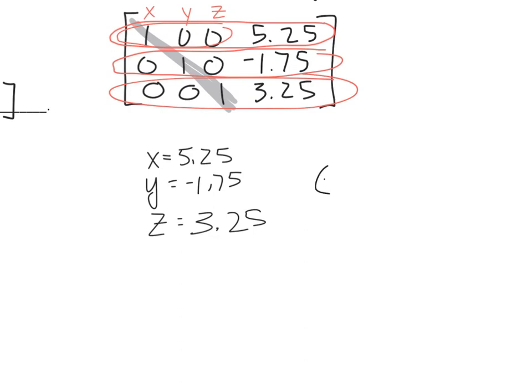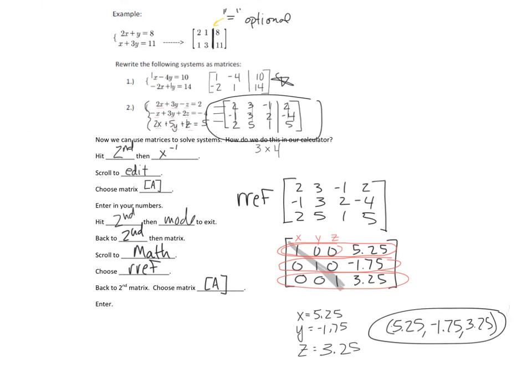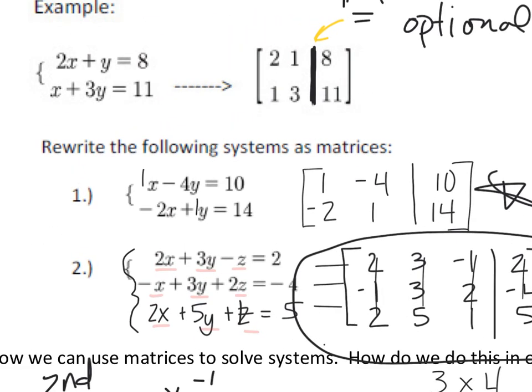So as a coordinate, 5.25, comma, negative 1.75, comma, 3.25. And of course, this coordinate is 3 parts because a system of 3 variables is in 3 dimensions. It's got an x-axis, a y-axis, and a z-axis that runs forward to backwards, okay? So instead of left and right, up and down, you've got one that goes backwards and forwards. So there's our coordinate where all 3 of these planes intersect, and that's how we'll solve systems from now on, including 2 variable systems that we've been using elimination and substitution on.